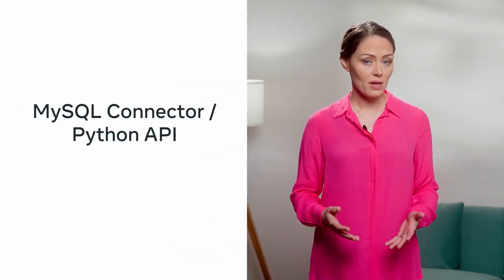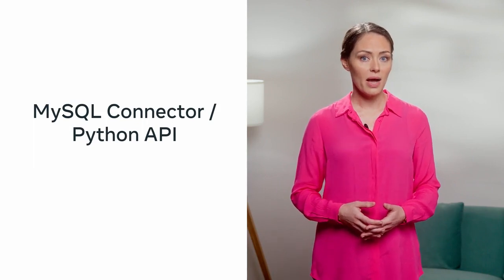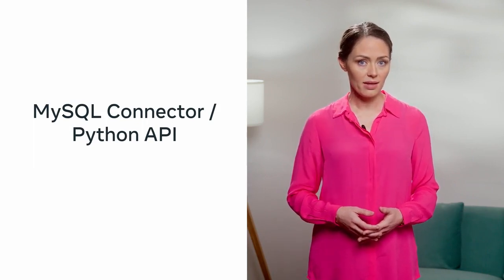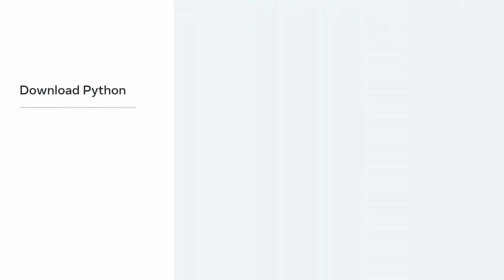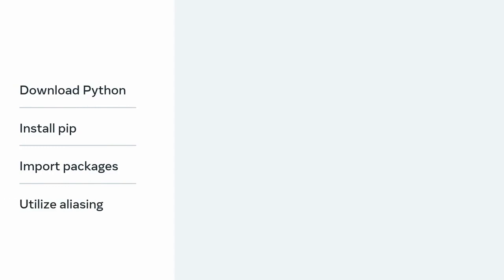You also learned about the different APIs that can be used to create this connection, and that, as a database engineer, you'll rely on the MySQL Connector Python API. During this first lesson, you also learned how to install and configure Python software on your system so that you could create a connection between Python and MySQL. You learned how to download Python, make use of pip, and import the different packages that you require. And you also learned how to use aliasing to create custom names to facilitate easier communication with the database.